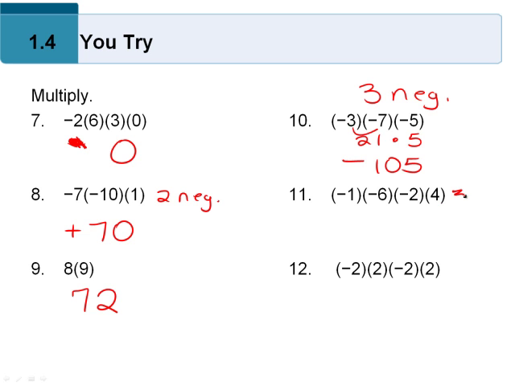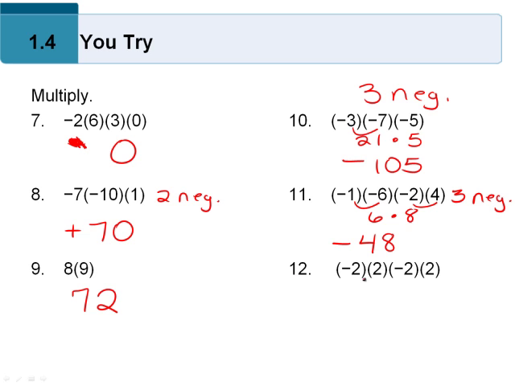On number 11, I have negative 1 times negative 6 times negative 2 times a positive 4. So I have 3 negatives again. Okay, so 3 is an odd number, which means I'm going to have a negative answer. So go back and group these. 1 times 6 is 6, and 2 times 4 is 8. So 6 times 8, I'm going to have a negative 48 for number 11.